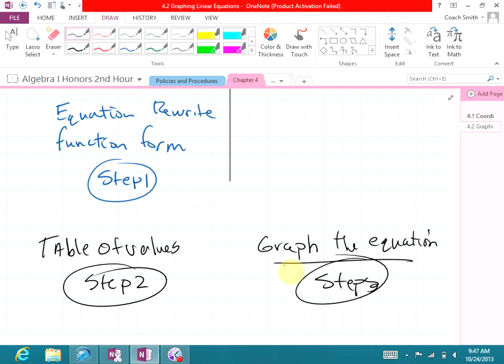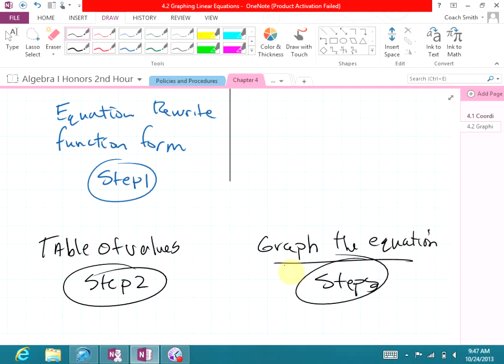No, on table of values and graphing the equation, you have to do a table of values to get to those answers. On step 1, where they just ask you to rewrite it in function form, on those you do not have to write a table of values, obviously.